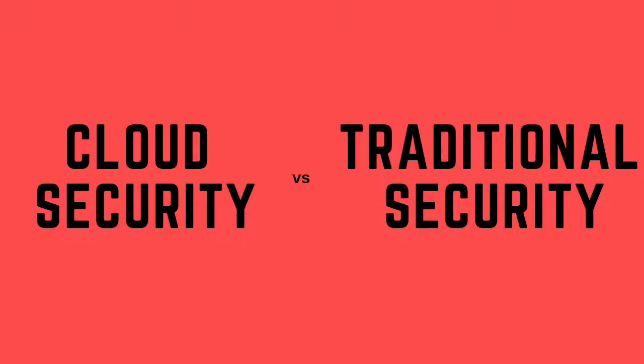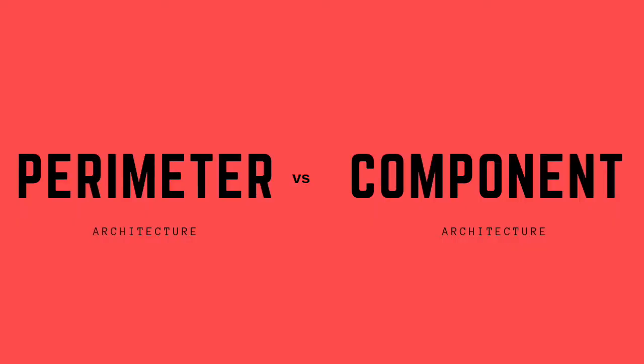I've spoken a lot about what is cloud security. Why do we need it? And is it really different from traditional security? Really? Is it? Now, there are a few examples for why it's different. The very first thing I would say, it's a perimeter-based versus a component-based architecture.